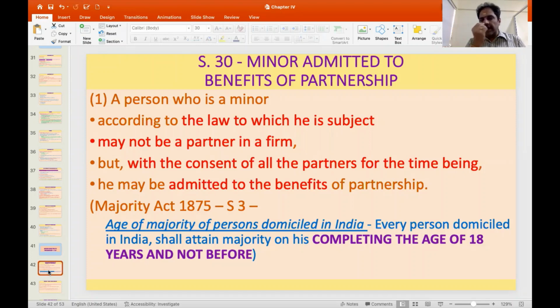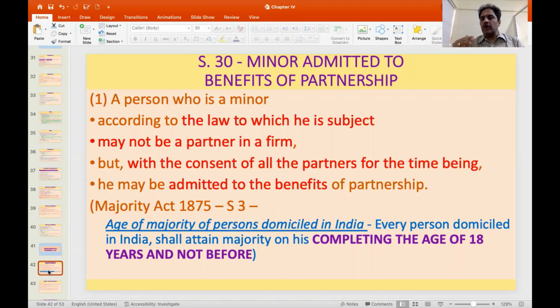So here, capacity to contract is very important for parties to a partnership agreement also. So in that sense, minor does not have the capacity to contract. However, he can be admitted for the benefits of the partnership in what manner? With the consent of all the partners who are there for the time being.